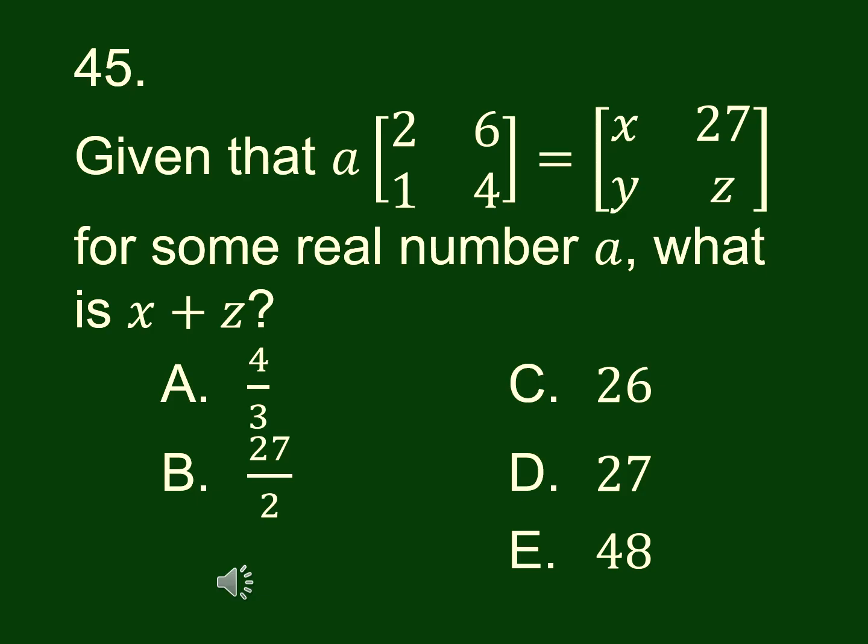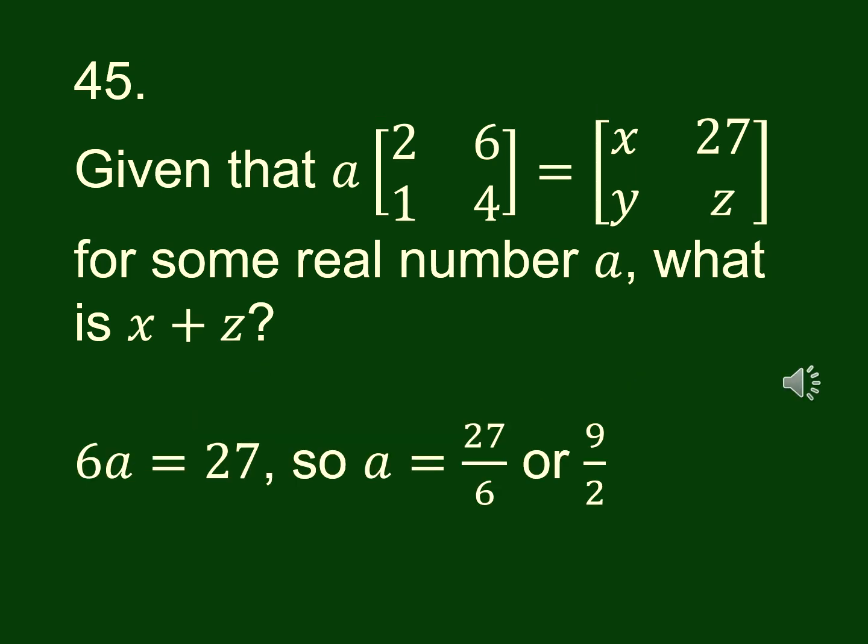Number 45, we're looking at matrices, which is a topic that I often do around Christmas time in my advanced algebra classes. It says, given that A times the matrix 2, 6, 1, 4 equals x, 27, y, z for some real number A, what is x plus z? And we have choices of 4 thirds, 27 halves, 26, 27, and 48.